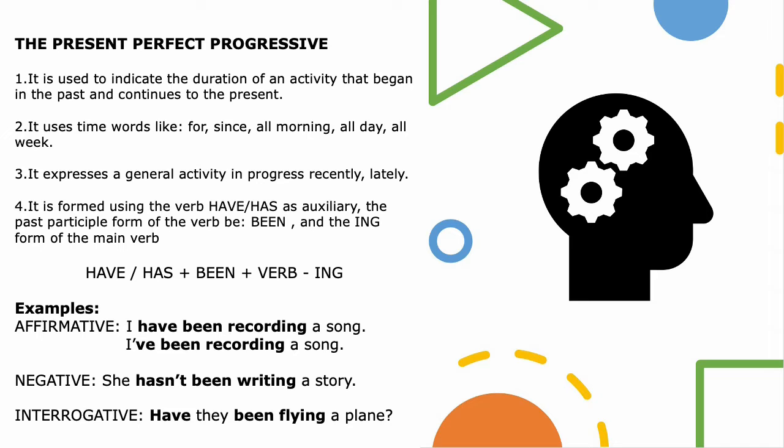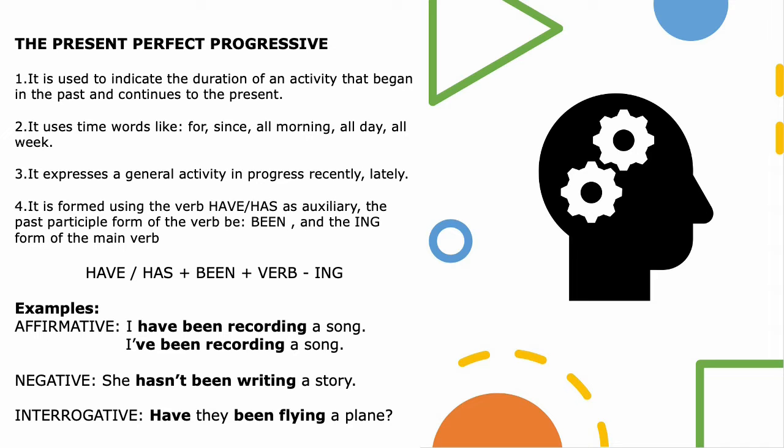In this exercise, we will be practicing the present perfect progressive. It is used to indicate the duration of an activity that began in the past and continues to the present. The present perfect progressive uses time words like for, since, all morning, all day, or all week. It expresses a general activity in progress recently or lately, and it is formed using the verb have, has as auxiliary, the past participle form of the verb be, which is been, and the ing form of the main verb.